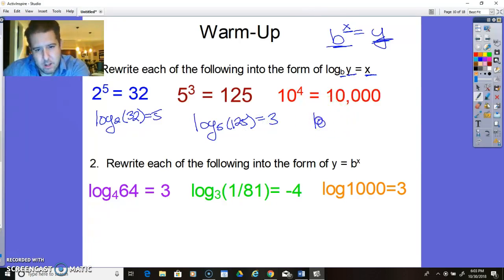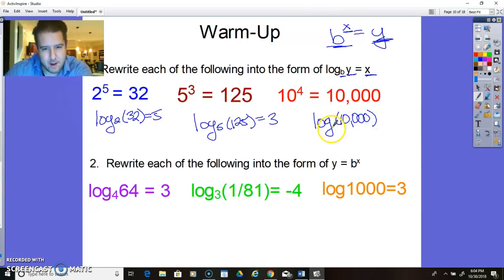This is log base 10 of 10,000. Now notice that I did not put a 10 right here because that's common log. You don't need to put a 10 right there. So it is 4. So 10 to the 4th power is 10,000.